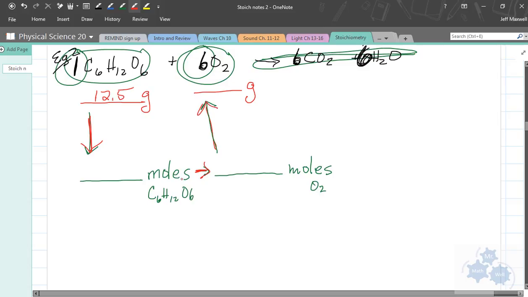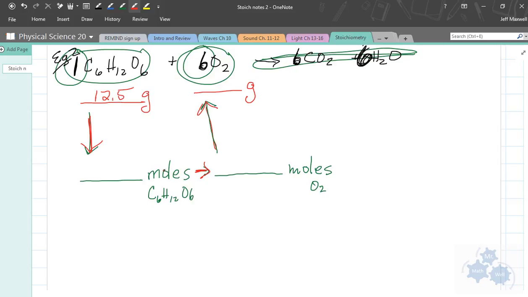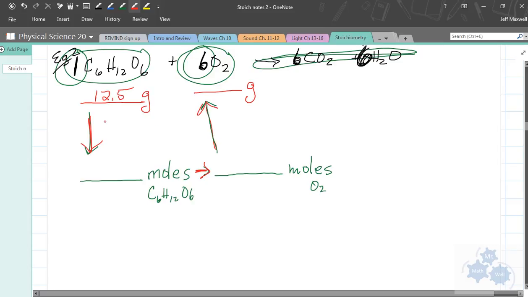Okay, so how do I convert from grams to moles? What do I do? Grams to moles. I'm going to moles, so I always, what? Divide or multiply? Always divide. Always divide when you're going to moles. So I'm going to divide by the grams per mole of glucose.